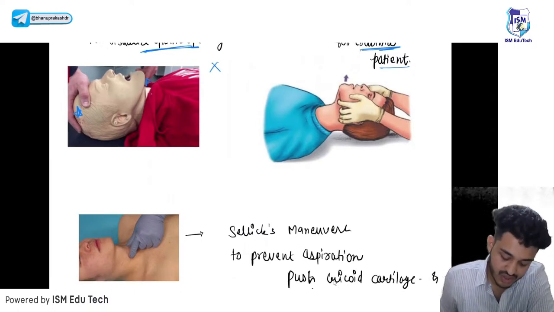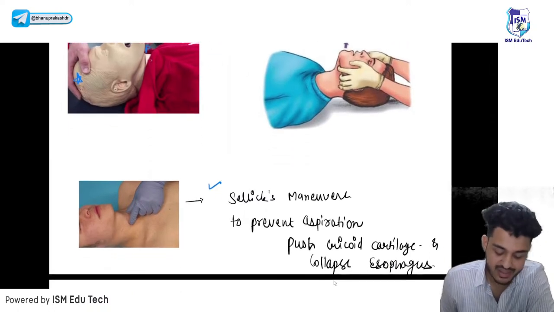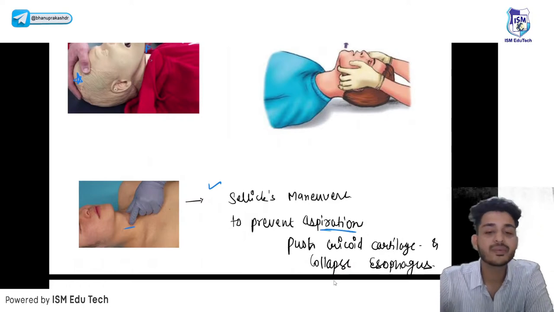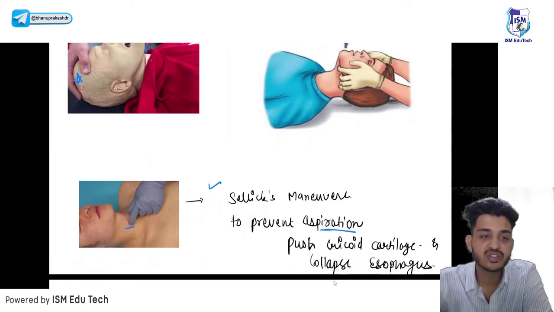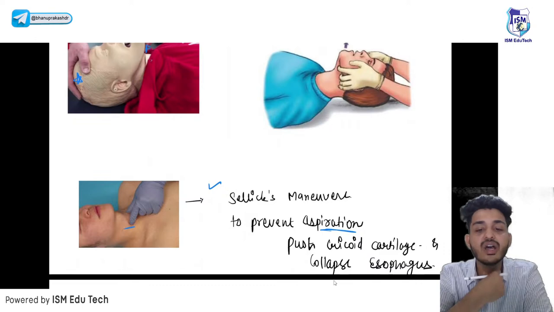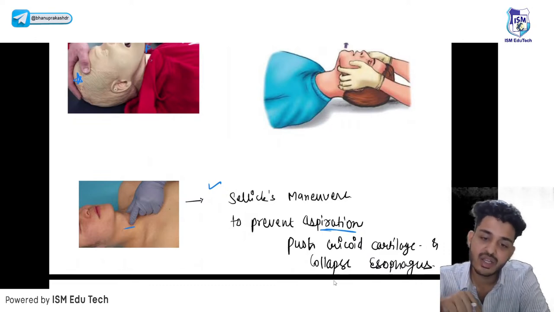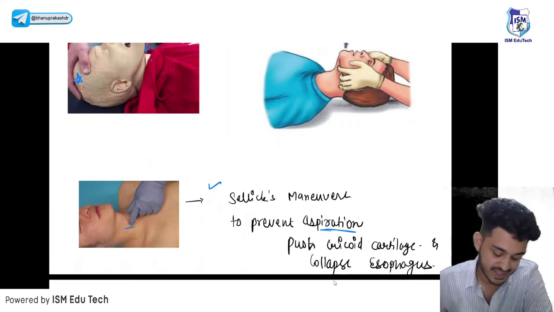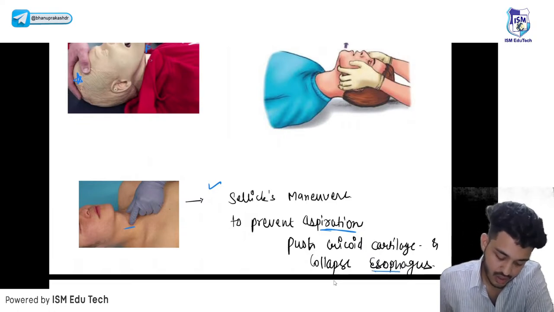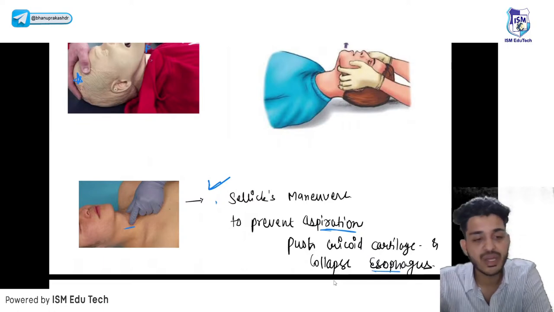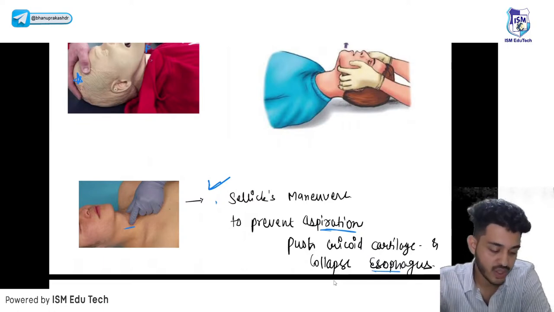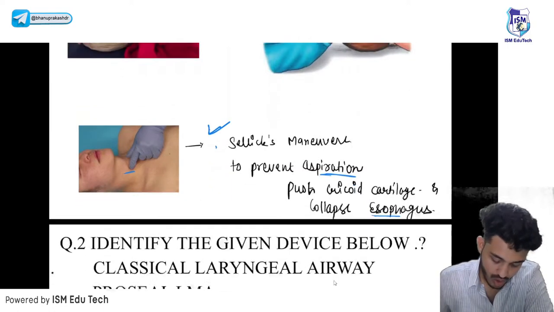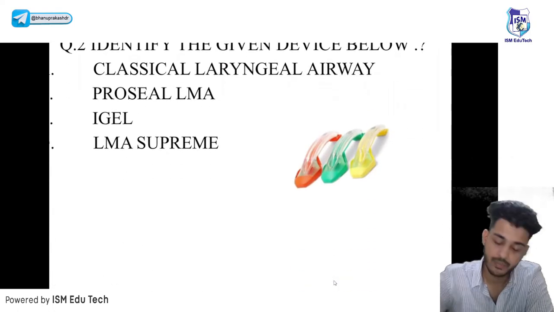Third one is your Sellick maneuver. What we are doing, we are trying to prevent the aspiration by pushing pressure on the cricoid cartilage. By pushing the pressure on the cricoid cartilage, we are collapsing the esophagus basically. So that will be preventing the aspiration, and that maneuver is known as Sellick maneuver.